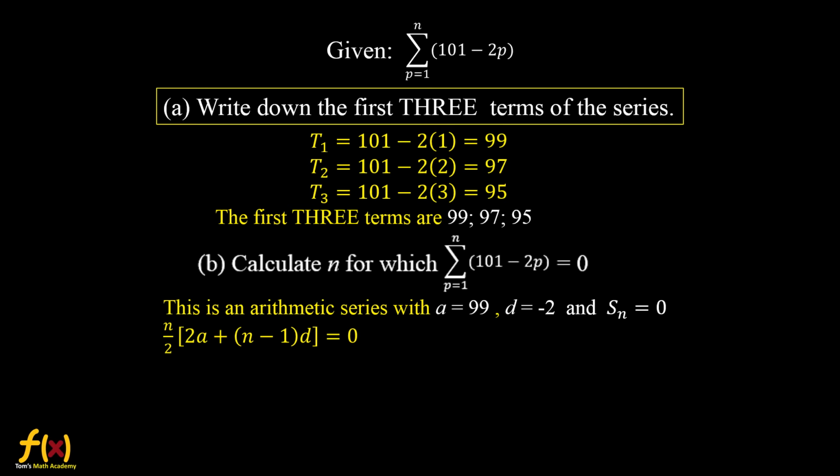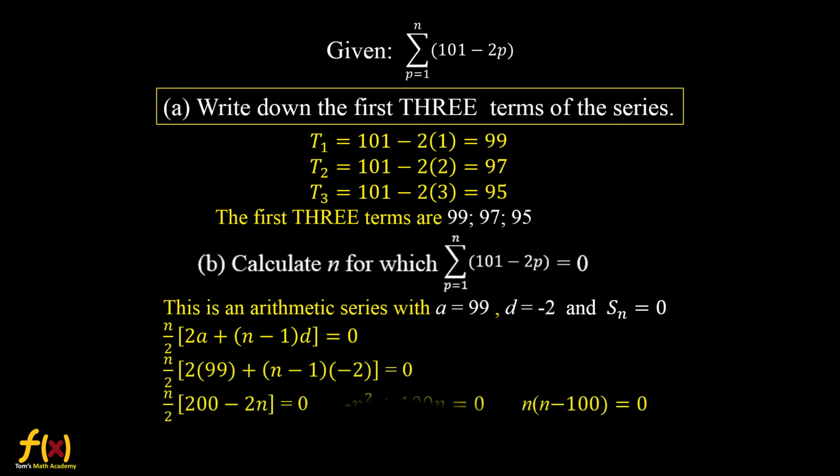Use the formula for the arithmetic series that is available on the formula sheet. Substitute the numbers and then we solve step by step. n times (n minus 100) equal to 0. n equal to 0 is not applicable. n cannot be 0. Therefore, n equal to 100. That is our answer.